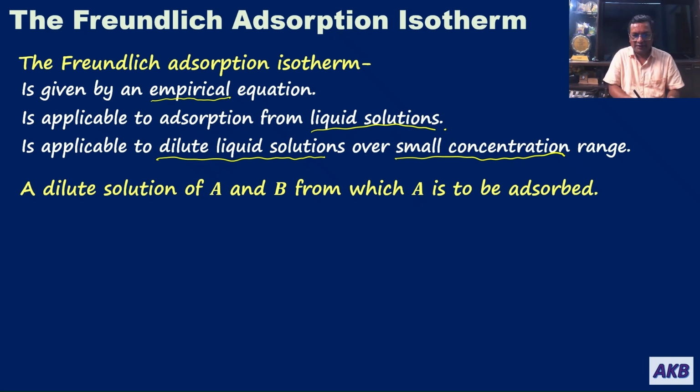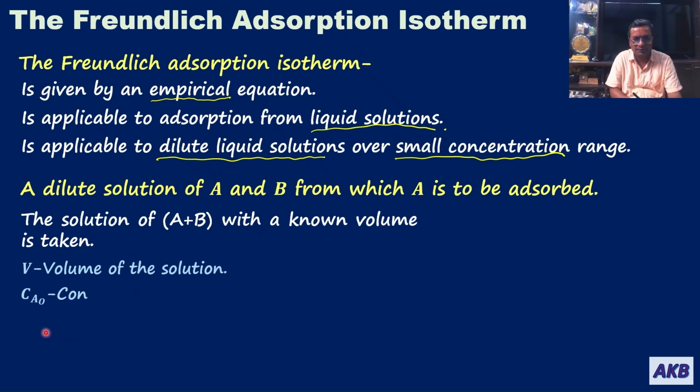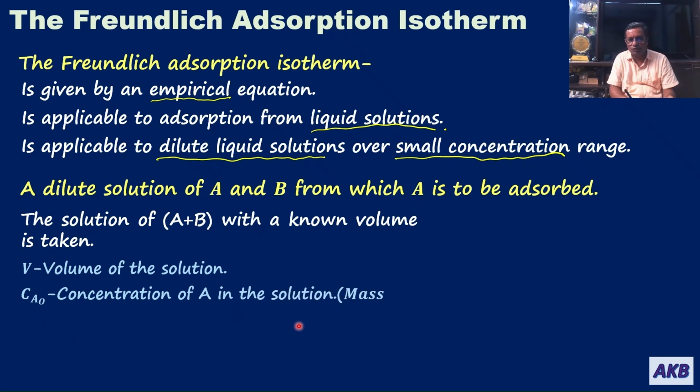Now, to understand, we are going to consider a dilute liquid solution of two components, A and B, from which A is to be adsorbed. We are going to take a known volume of solution of A and B. Let capital V be the volume of the solution. Then Ca0 is the initial concentration of A in the solution. It is given as mass of A per unit volume.